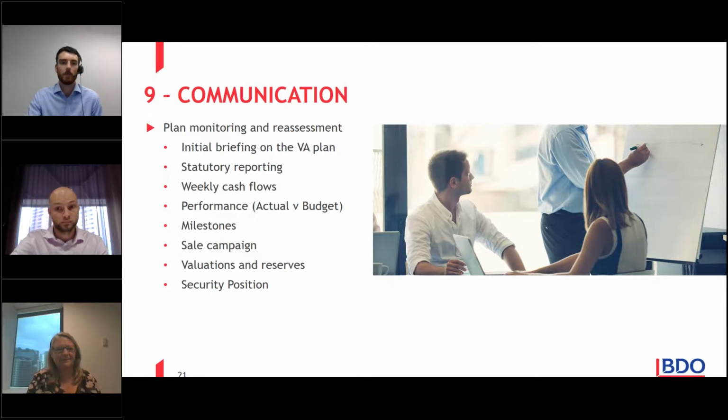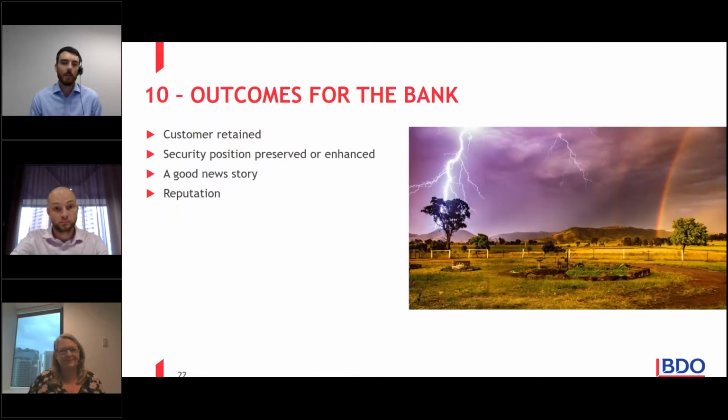I'm just going to skip through to slide 10 now, which is the big picture, and we just put a little picture in there: you might feel like you're in a thunderstorm at the start, but hopefully there's a rainbow at the end. Sometimes you just stay in that storm, but hopefully there is a bit of a rainbow, because the outcomes you want are good outcomes, and hopefully it's a good news story. Along the way, if you're kept informed, the administrator's reporting to you, the business keeps trading, hopefully there's a sale, a restructure, a DOCA, and that good story.